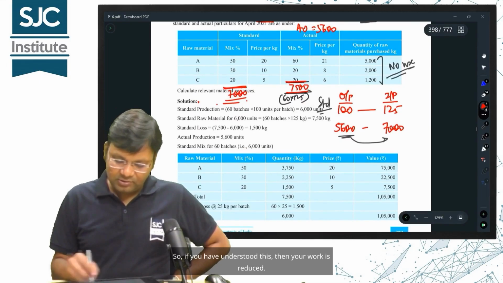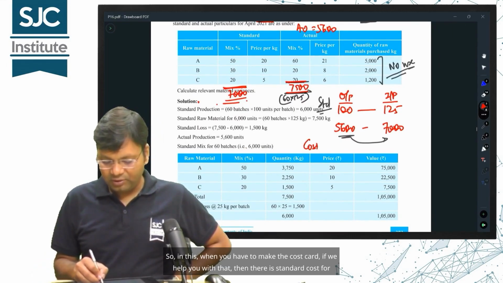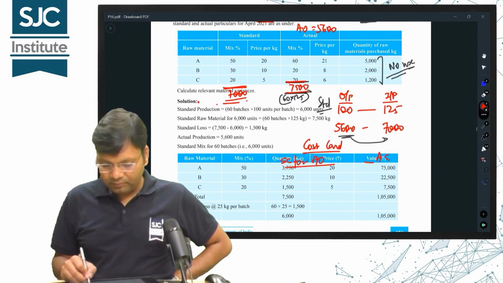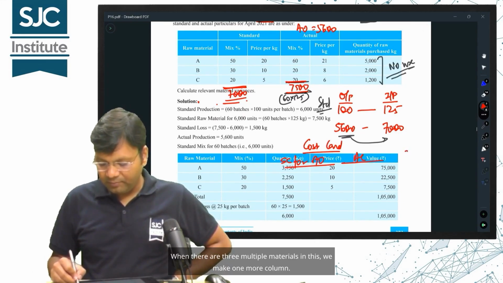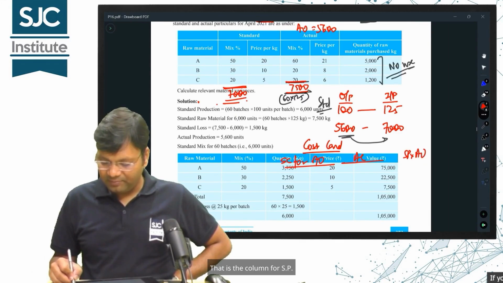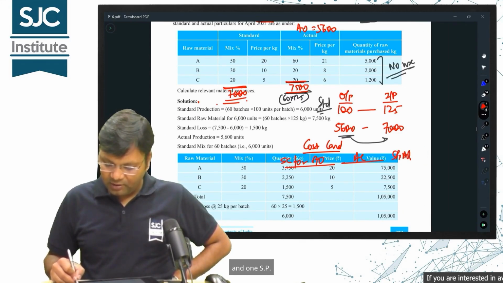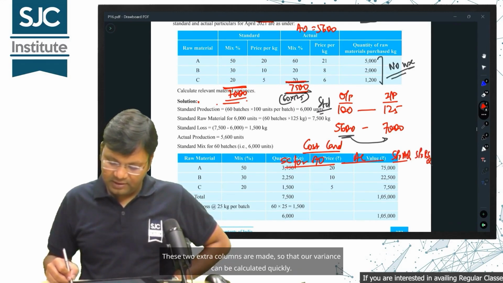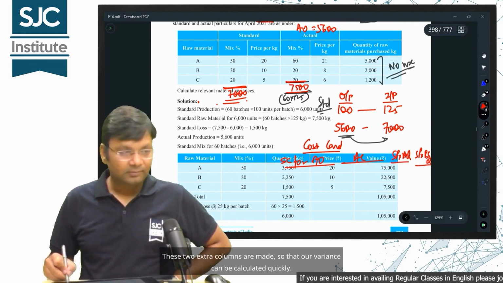So, if you have understood this, then your work is reduced. When you have to make the cost card, there is the standard cost for actual output and then there is the actual cost. When there are multiple materials in this, we make one more column. That is the column for SP into AQ. We make 2 columns, SP into AQ and SP into revised standard quantity. These 2 extra columns are made so that our variance can be calculated quickly.